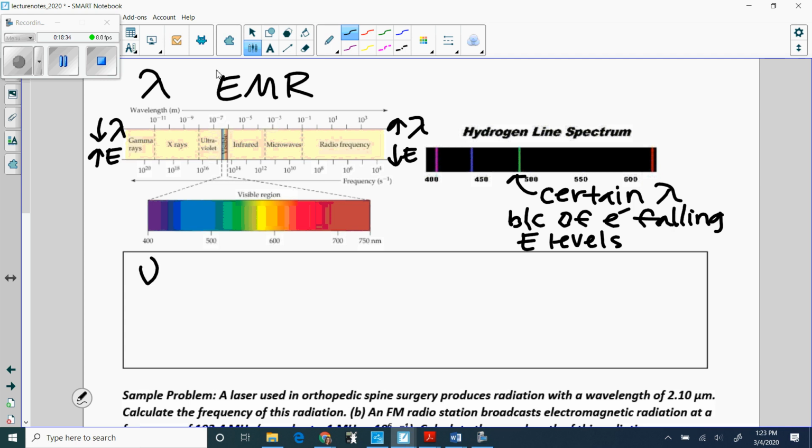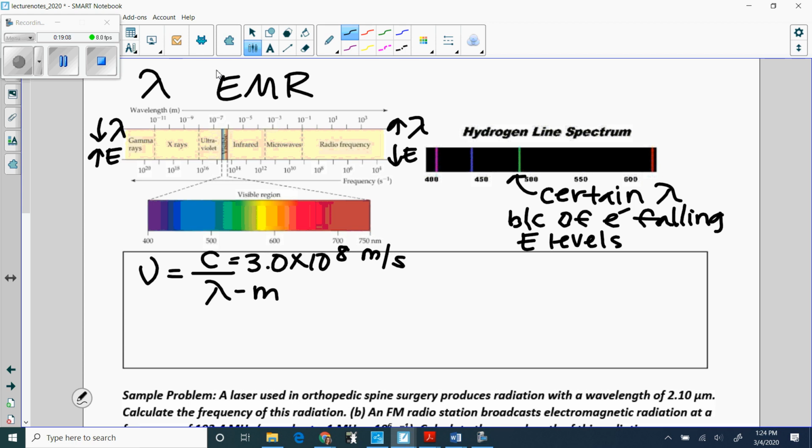Frequency is like a fancy kind of cursive V sort of thing. Equals lowercase c over wavelength. I'm using these letters on purpose because they're the ones on your equation sheet. Lowercase c is called the speed of light. It's a constant 3.0 times 10 to the 8th meters per second. Always going to be that no matter what. Your wavelength has to be in meters.